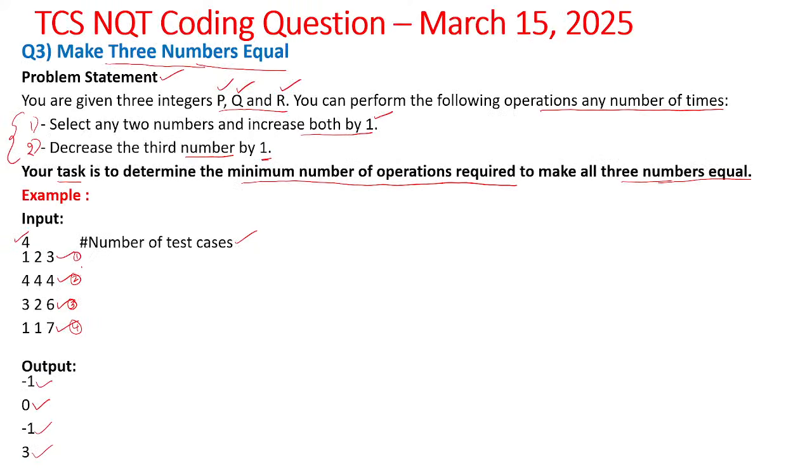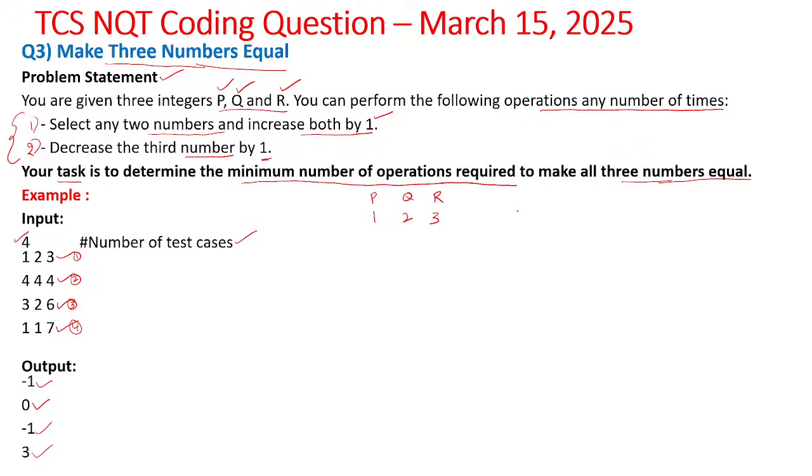So we need to find out this output. First let us work out the output for the first test case. 1, 2, 3. These are the three numbers given, P, Q, and R. What you can do is select any two numbers and increase both by 1, then decrease the third number by 1. Then you will have three options, three possibilities here.